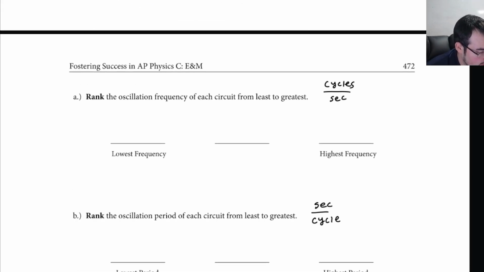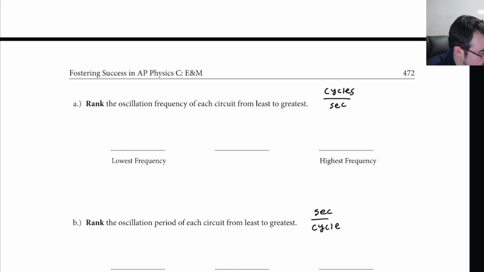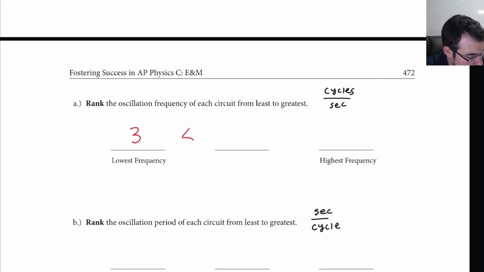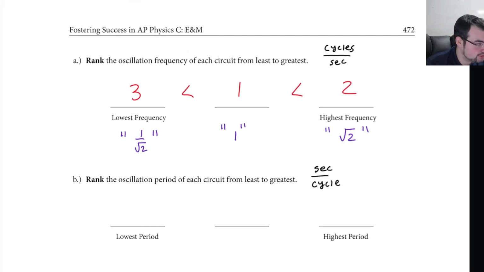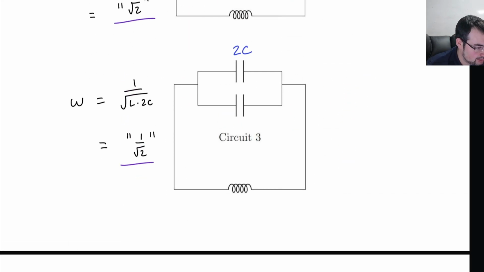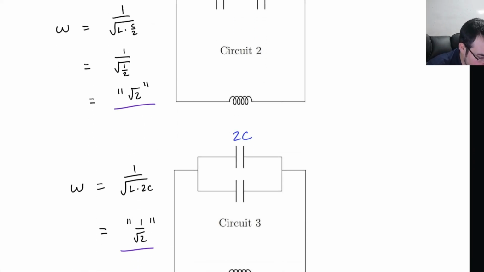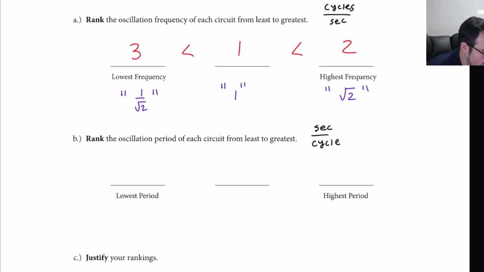So if we're ranking them, the lowest frequency would be case 3. Then we have 1, and then we have 2. Because we said that this angular frequency was 1 divided by root 2. This frequency was 1, and this frequency was square root 2. And it makes sense because the one with the largest capacitance should take the longest to complete a cycle.